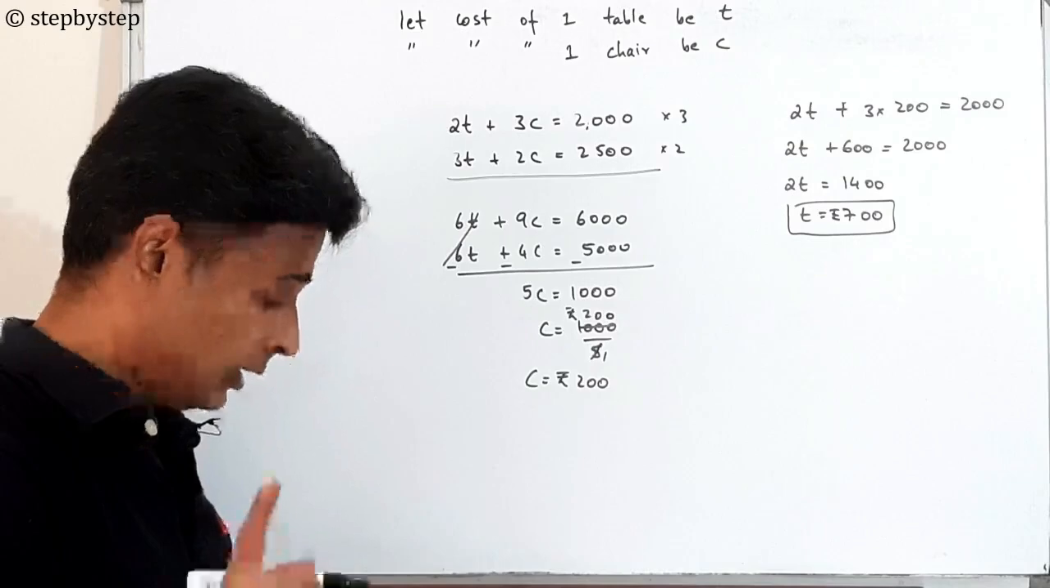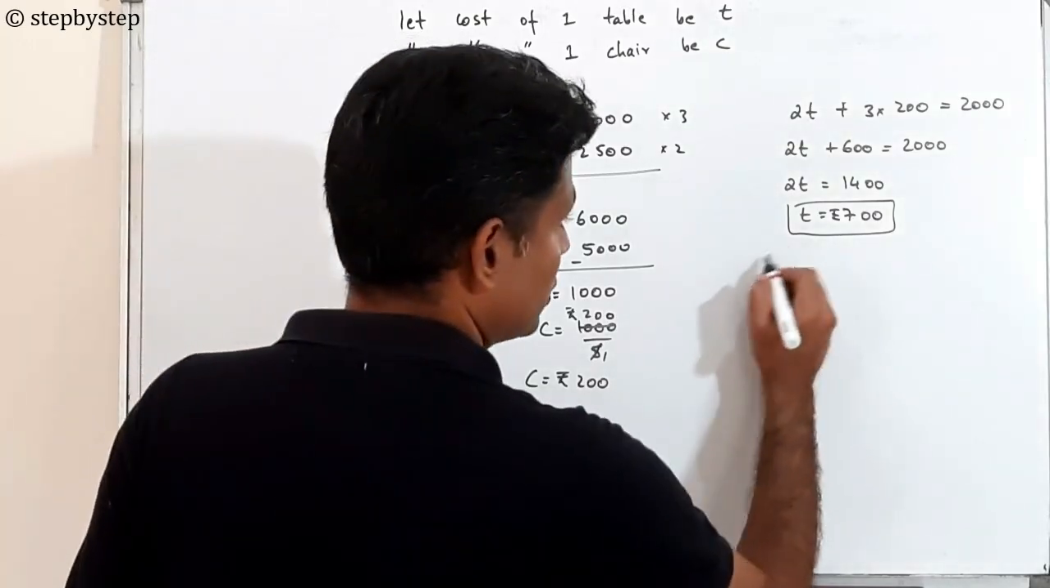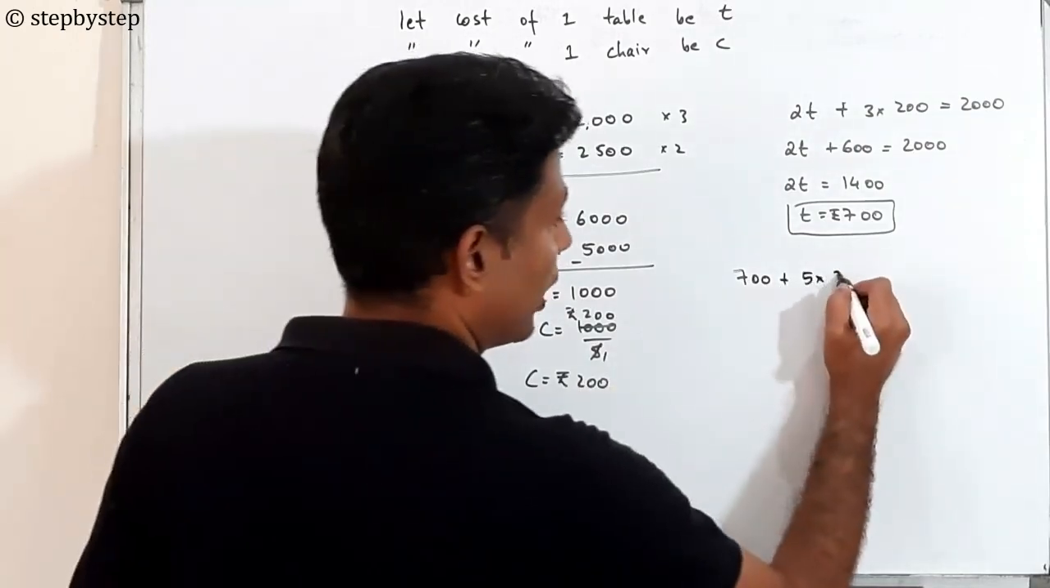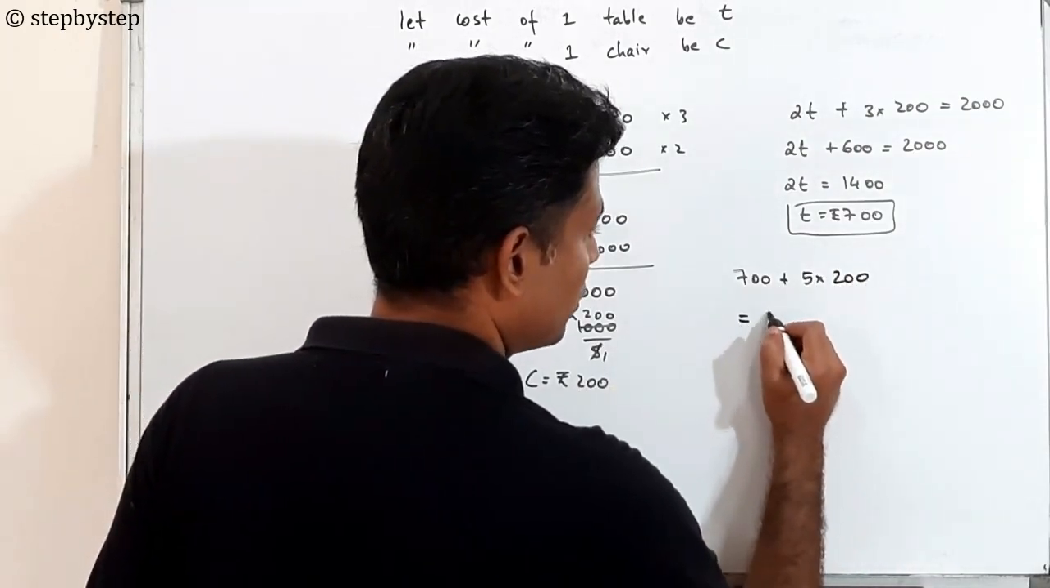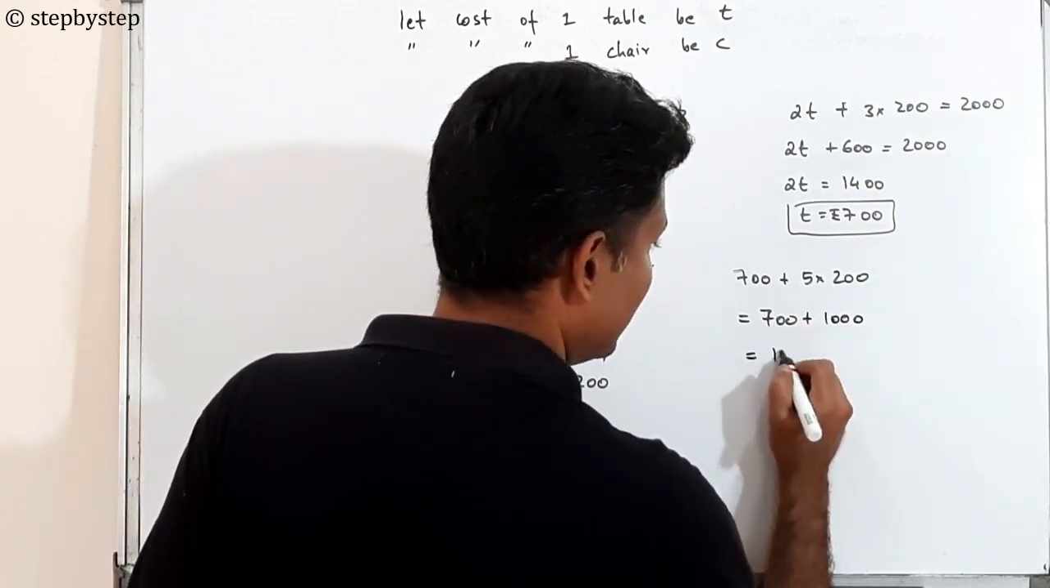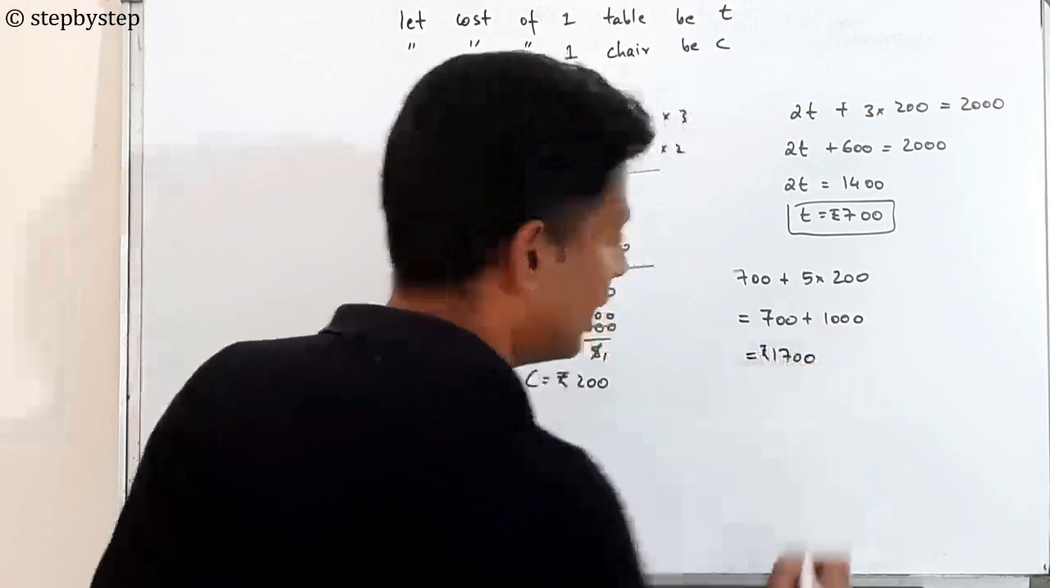But what had they asked us? Cost of 1 table and 5 chairs. So 1 table is 700 plus 5 chairs is 5 into 200. Right? So that is equal to 700 plus 1000. So the answer is 1700.